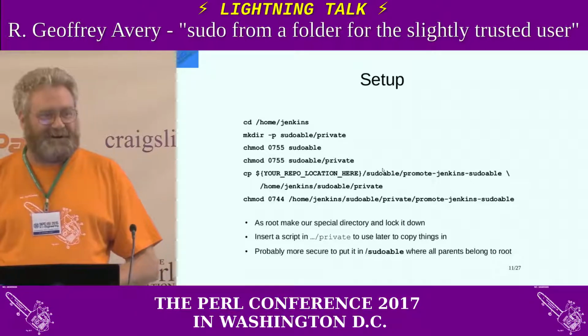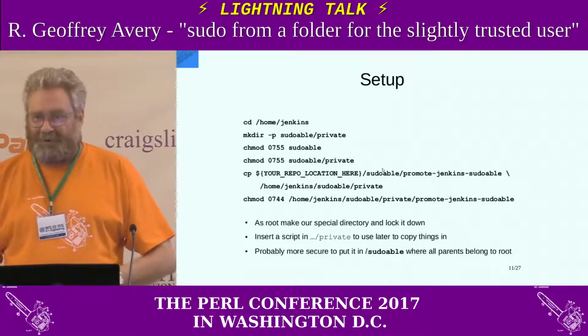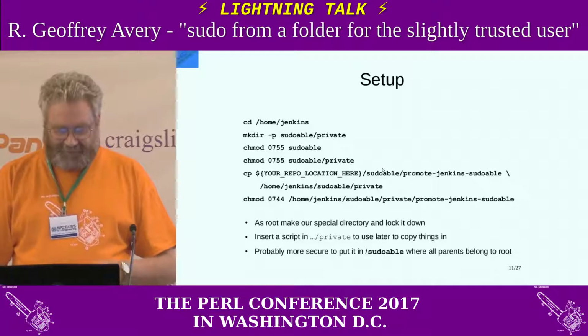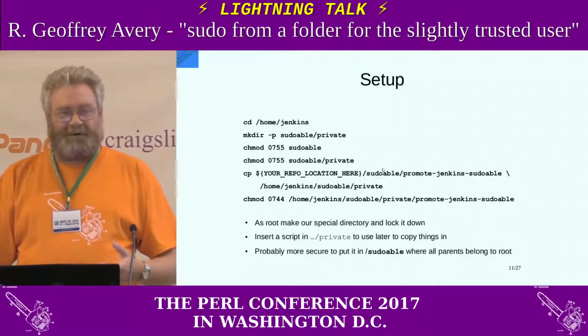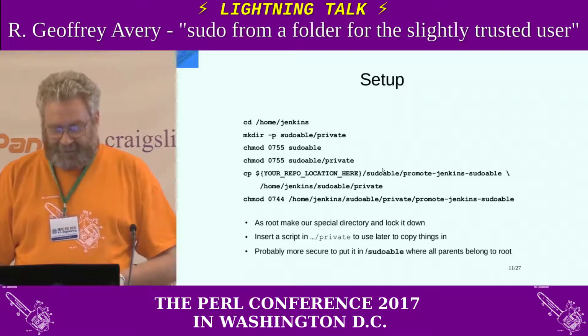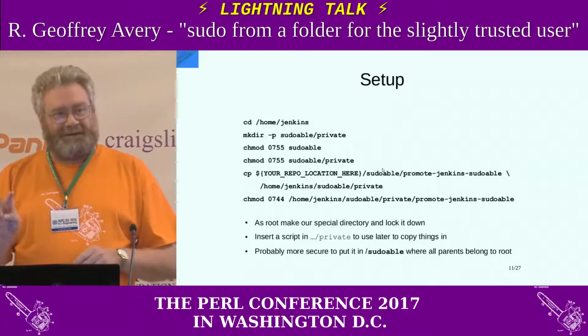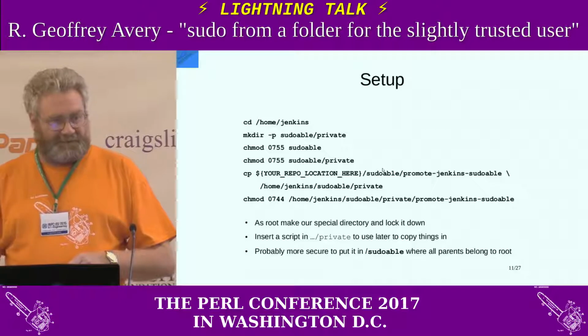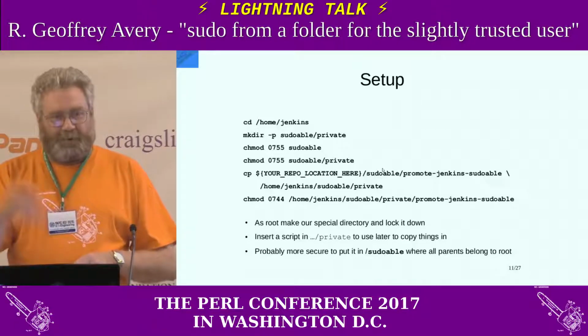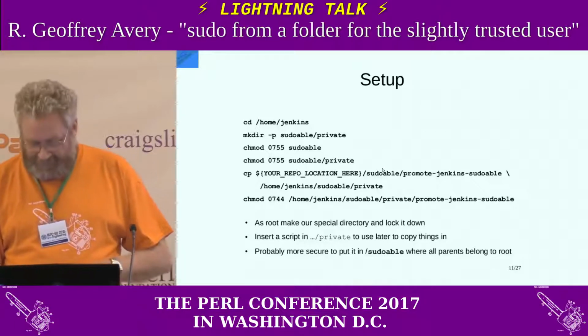So you probably should put it in a directory that from that point up, it's root all the way. Keep yourself out of trouble. And the script that we're going to be using on the next couple lines, I called promote Jenkins sudoable. This is owned by root. When you call it, you give it a list of scripts that you want to grab from the repositories you just checked out, put into the special place, and let it run.